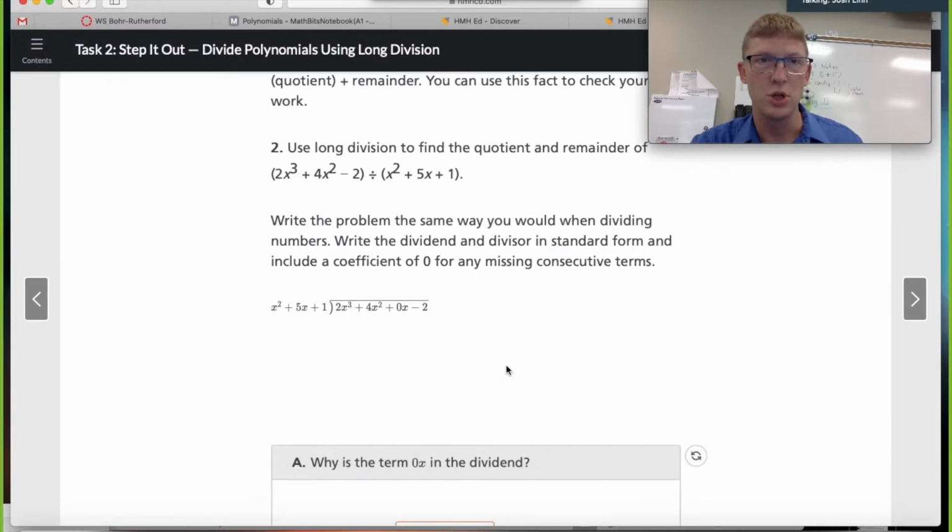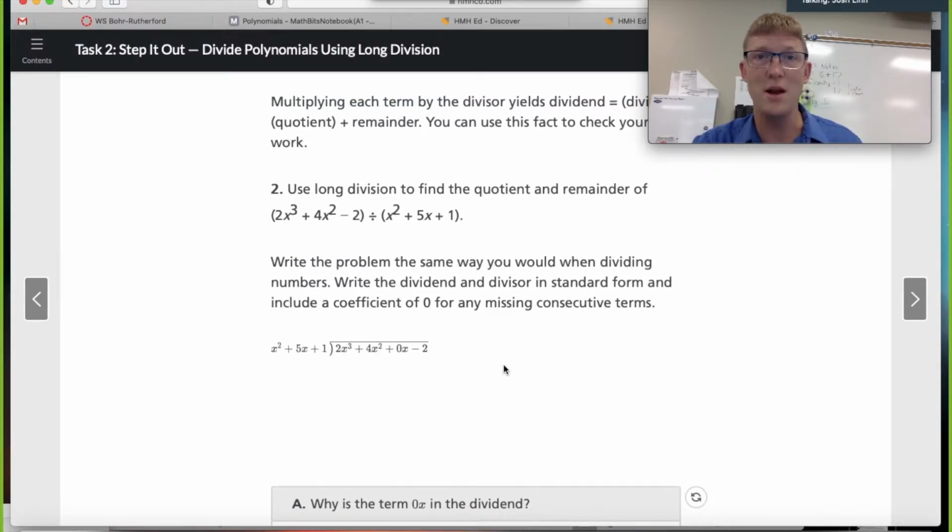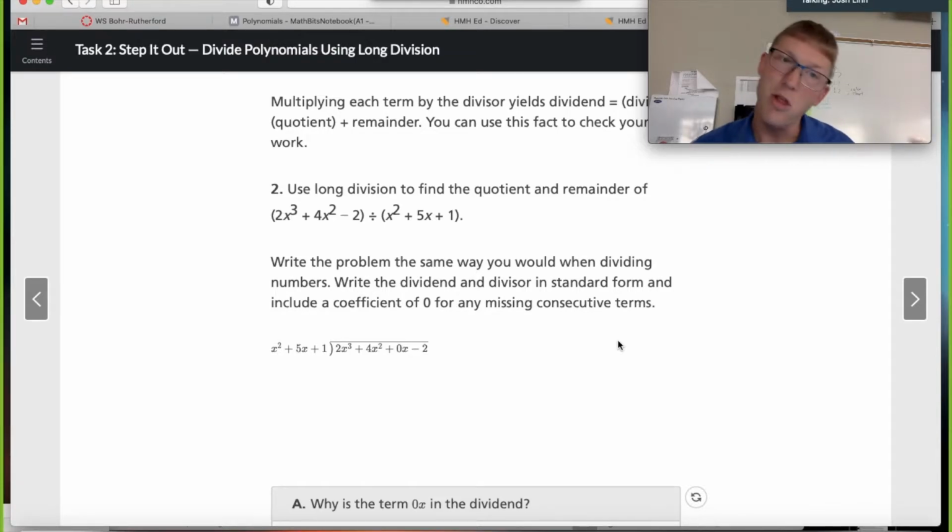All right, here we go. Use long division to find the quotient and remainder of that stuff. So first we want to write the problem in long division form, or whatever you want to call it. So the dividend and the divisor in standard form include a coefficient of 0 for any missing consecutive terms. So just like in synthetic division, it's important in long division to include those zeros. So the process for this long division is going to be very similar to normal long division. It's just now we have variables.